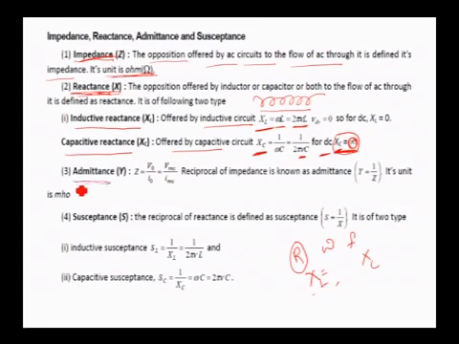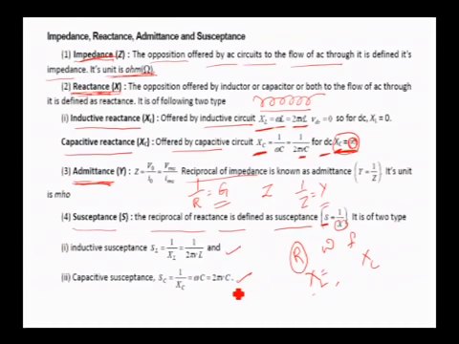In addition to that, we have admittance. This admittance is quite similar to conductance in the case of DC, because if you take the reciprocal of resistance, you get conductance, which is indicated by G. In a similar way, if we have impedance in AC, then the reciprocal of impedance is admittance. Susceptance: the reciprocal of the reactance is susceptance. Just like X is the reactance, its reciprocal is susceptance. Now, inductive susceptance and capacitive susceptance.